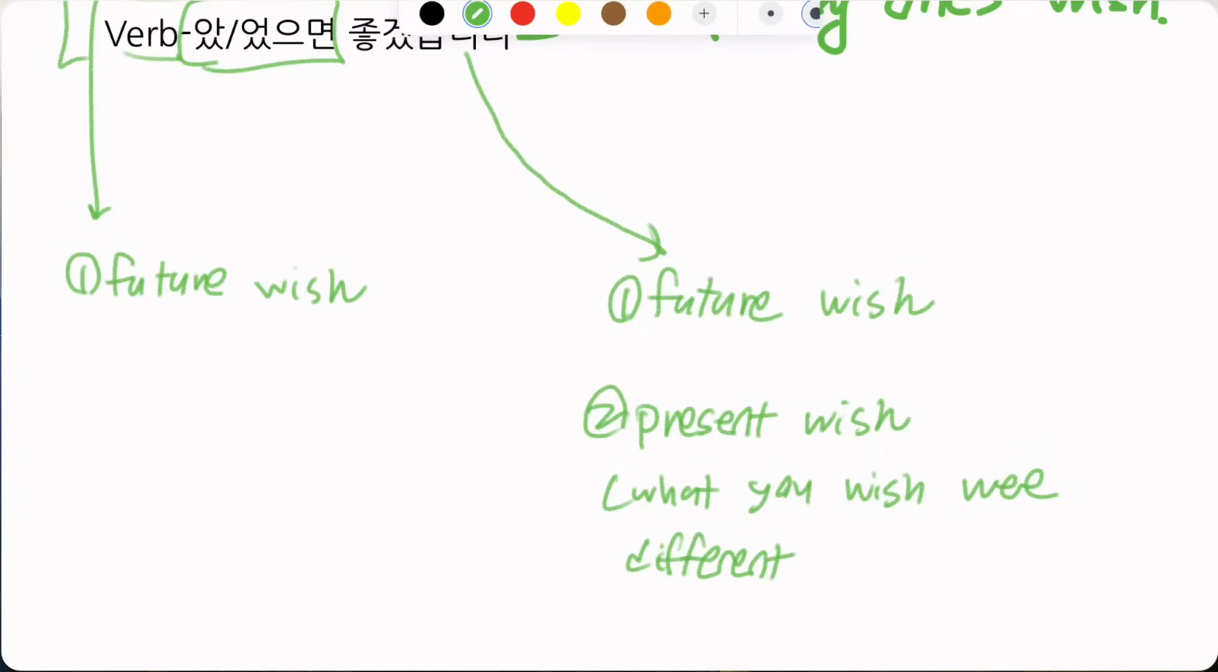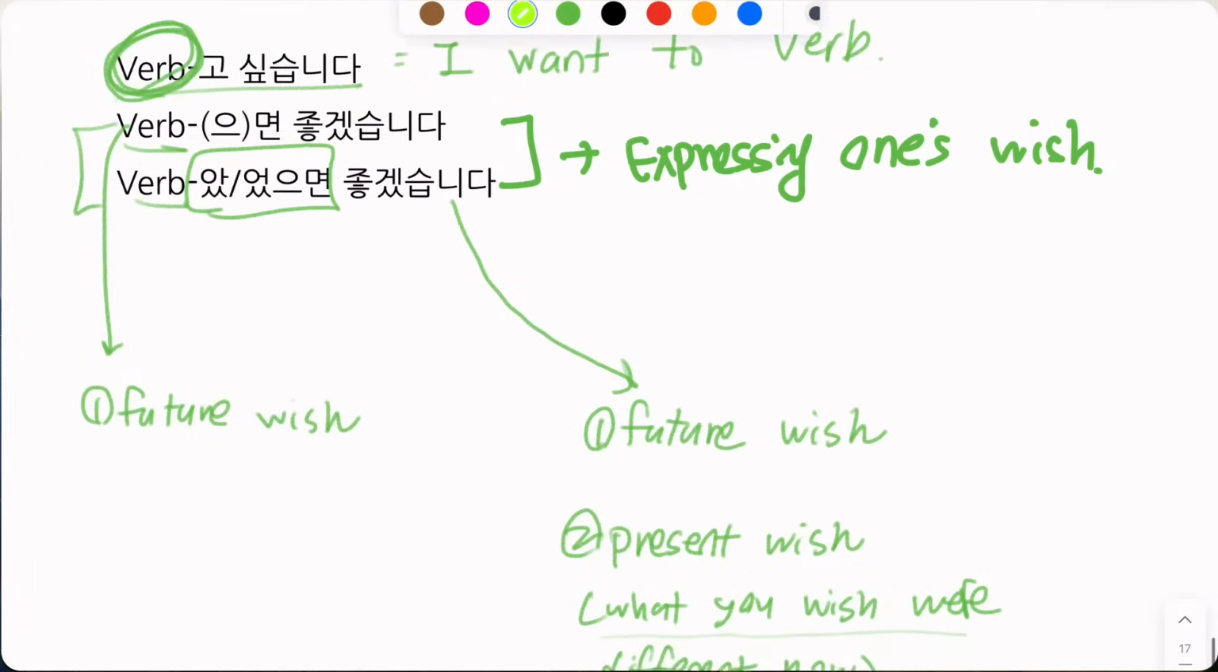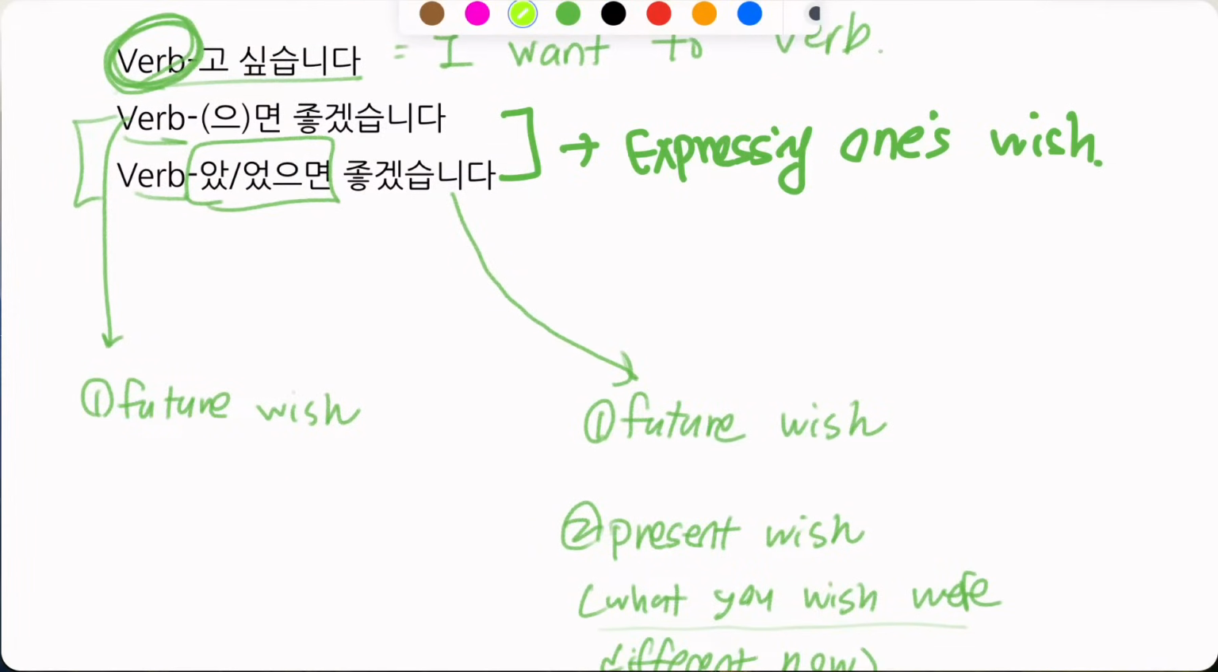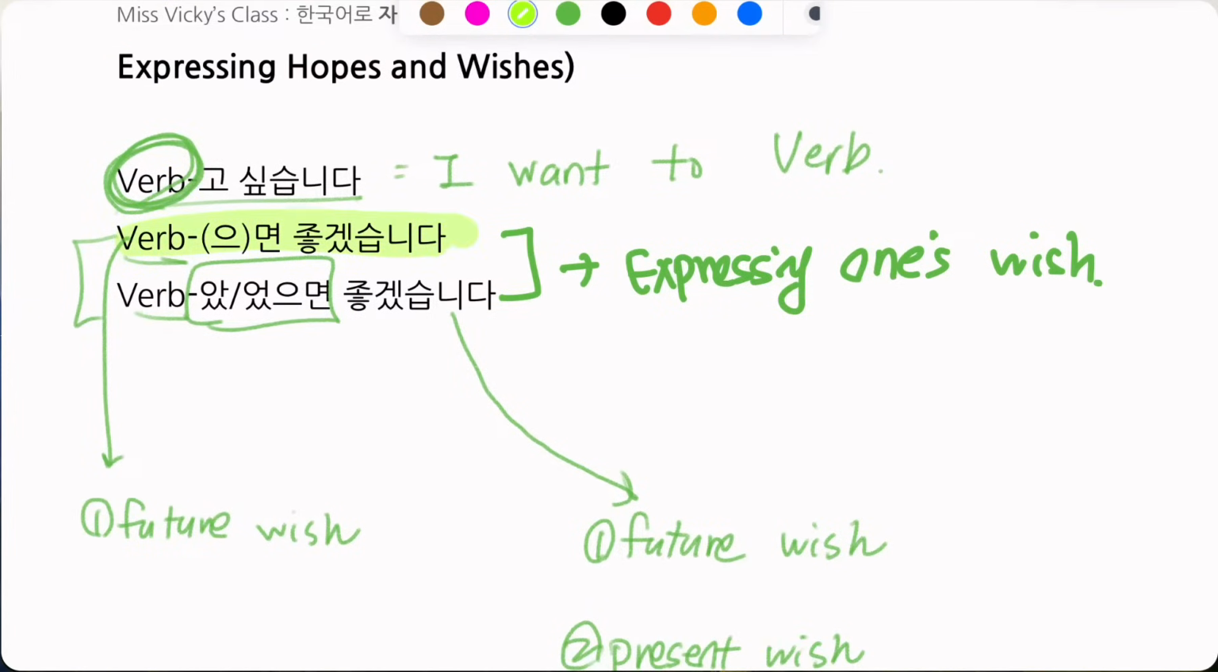Like this is not the case now, but I hope it was otherwise. But I wish that it was different. Oh, all right. So when talking about your future wish, like I wish I become this in the future, I wish I could do this in the future, you can use both. Verb 으면 좋겠습니다 or verb 았었으면 좋겠습니다. Basically, you conjugate it in past tense and then add 으면. And for this one, you just add the stem of the verb.